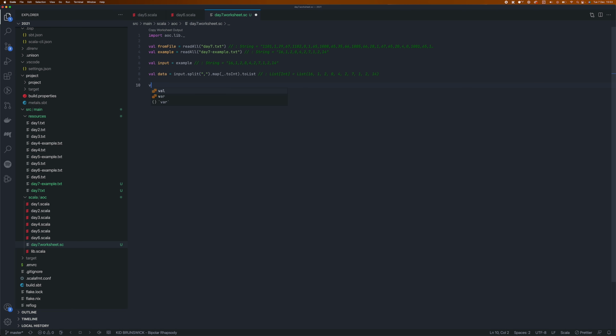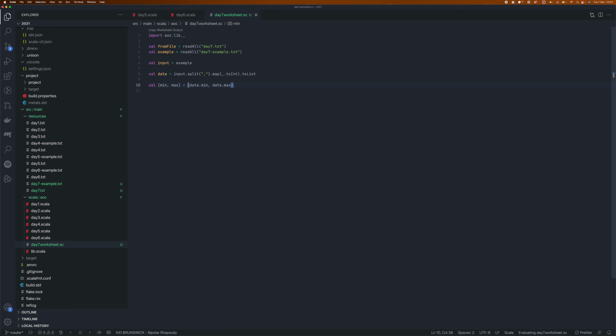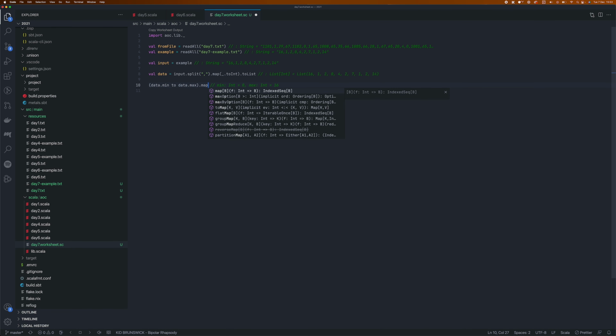These must have been some mechanical crabs because they run on fuel. So for every step that a crab makes, it costs 1 fuel. So there were many ways to find the solution here. I went with the brute force one.